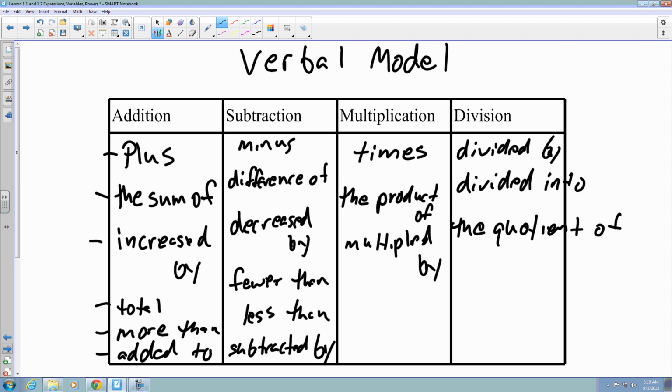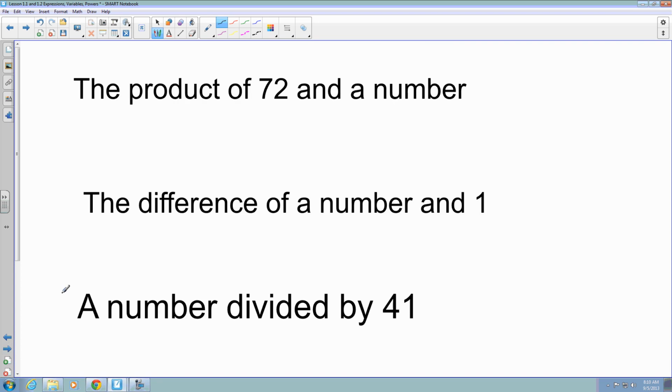Okay, so those things are going to kind of help us out, which we're going to do right now. These are some words, phrases that are going to help us figure out which kind of problem we're going to write out. So we're going to write out the problem using the words in each sentence. So the first one is the product of 72 and a number. Okay, when you see product, if you go back to the model, that was one of them. Let's say, all right, that's going to be a multiplication problem. All right, anytime you see the word a number, that is code for variable.